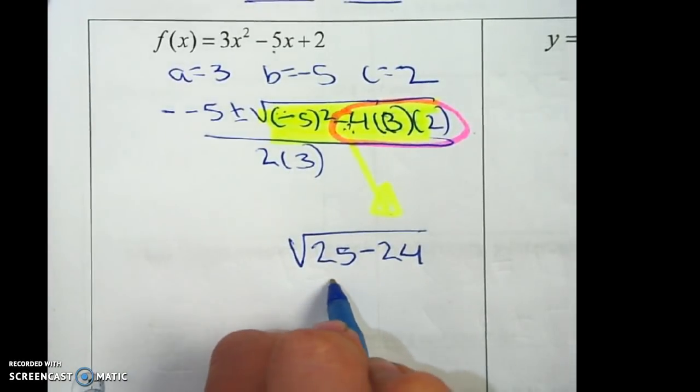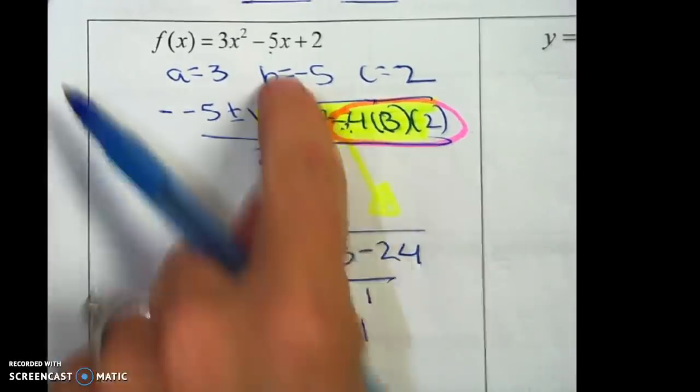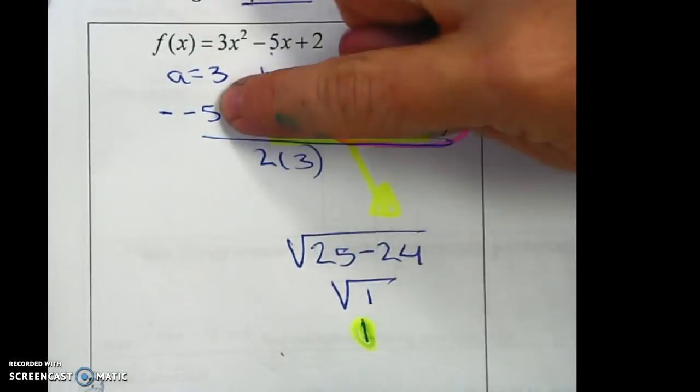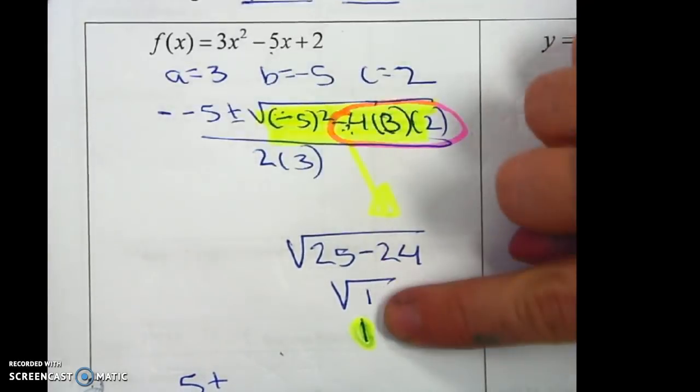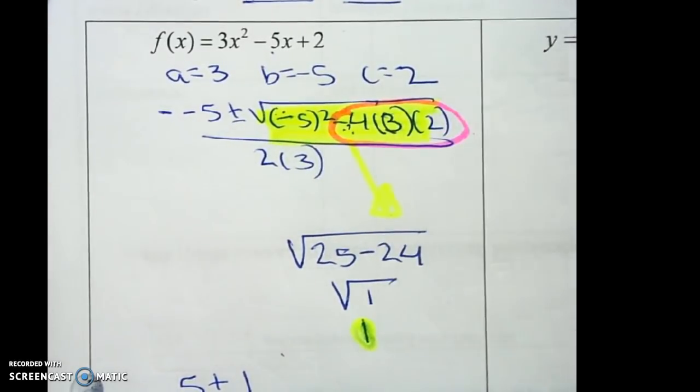Now, square root of 25 minus 24 is 1. The square root of 1 is 1. So all that just gave me the 1. Now I'm going to come back here because now it's a lot easier. Negative of negative 5 is positive 5, plus or minus, all that was 1, over 6. Sorry, you can't see that.